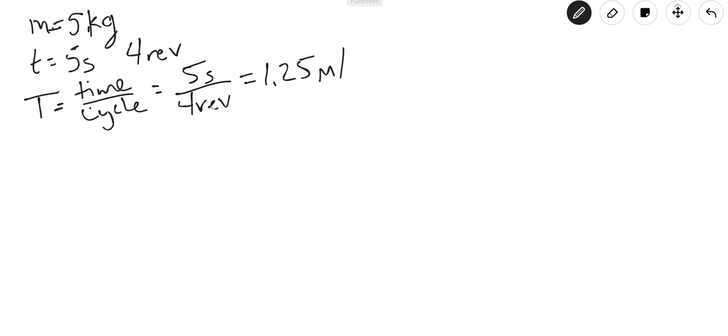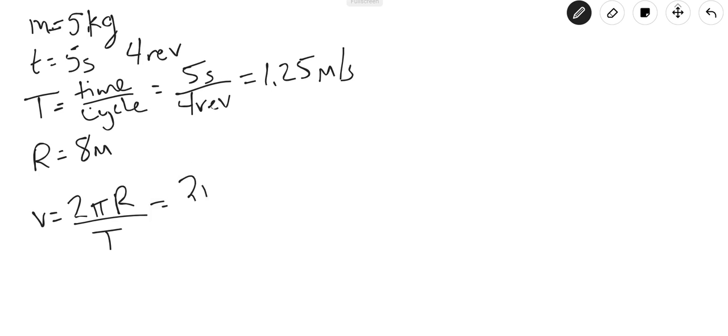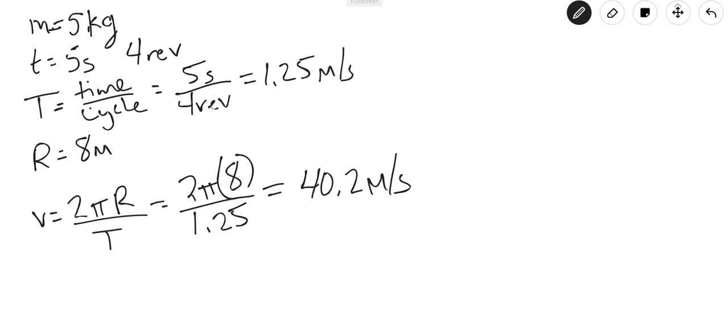And the reason why we need the period is to find the speed. We need to know the speed that it's moving around in this circular path. And to find that, we would use the equation 2 pi r over the period. Now, before we can plug everything into this equation, I need to finish listing out what the problem gives us, and the problem also gives us that the radius is 8 meters. So, plug in the radius, plug in the period, and we get a speed of 40.2 meters per second.